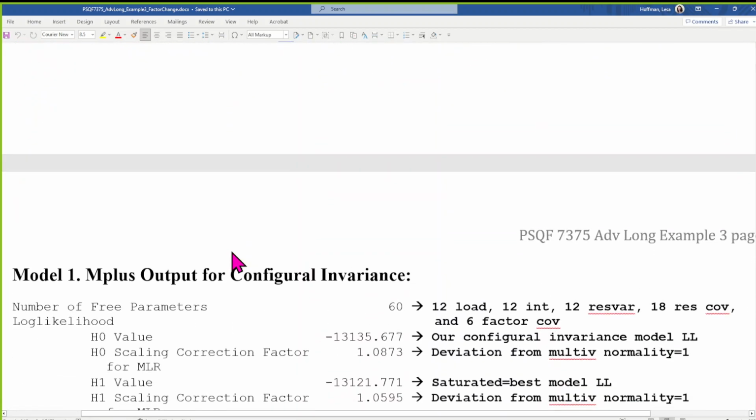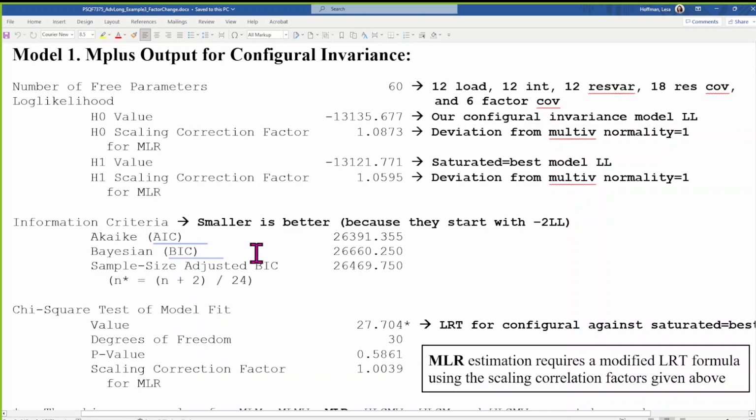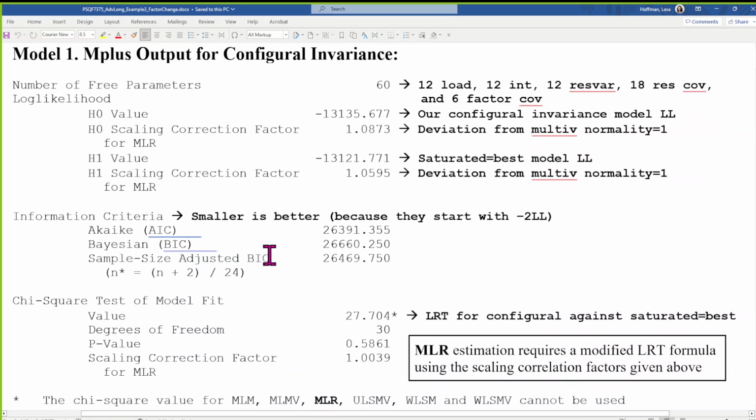Okay, so I gotta tell you, I ran this and I about fell out of my chair because it fit on the first try. That has never ever happened to me. So this is literally as good as I've ever seen, and this is real data. Seriously, could not believe it. So that made my job a little bit easier.